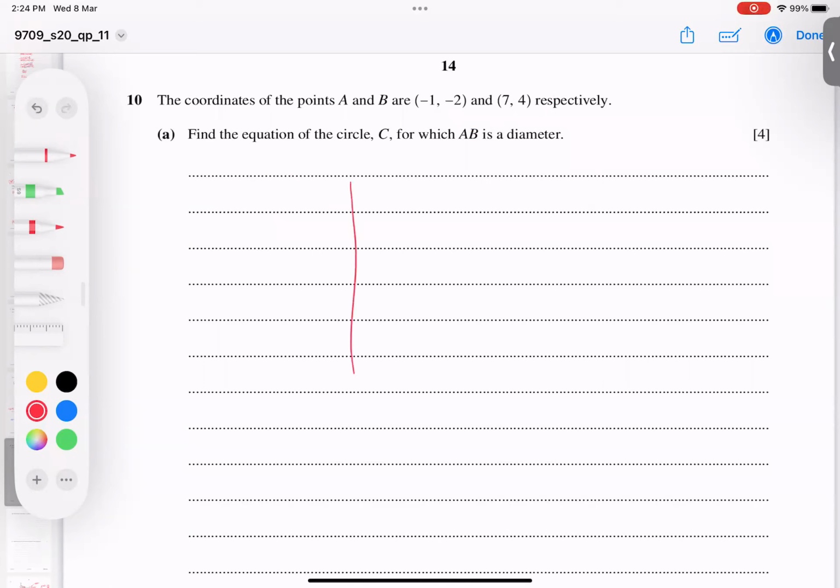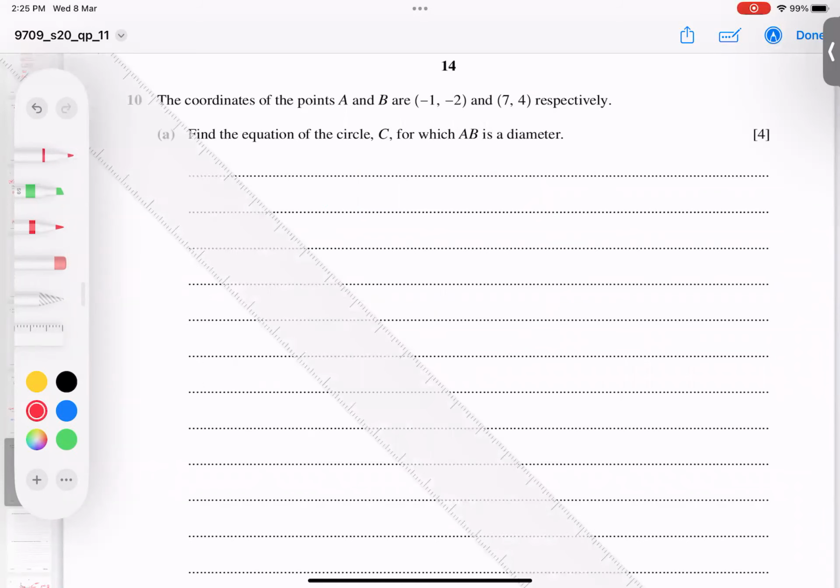Before I start the exact one, where is -1, -2? -1 is to the left side, and -2 is downwards. This point is somewhere here. Then 7, 4: 7 this way, 4 somewhere upwards. So the circle will look like this. I hope you got the point of what I'm saying. So this will behave as a diameter. It is a very clear approach. So now let's start.